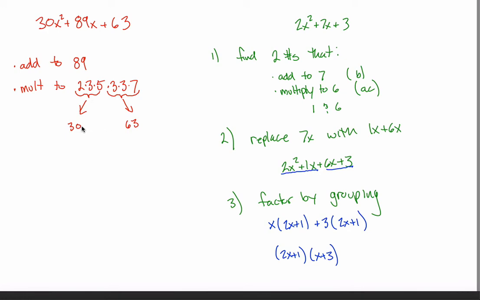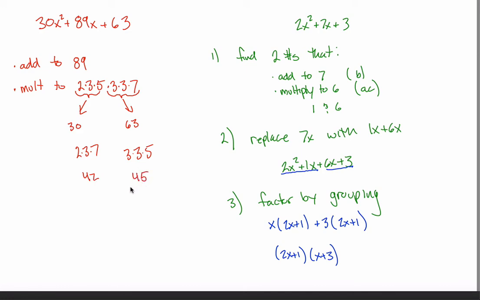How can I make them closer together? Well, maybe I swap out this 5 and this 7. Let's see what that does. So if I did 2 times 3 times 7 on this side, and then 3 times 3 times 5 over on this side. 2 times 3 is 6, times 7 is 42. 3 times 3 is 9, times 5 is 45. Let's see how that works.